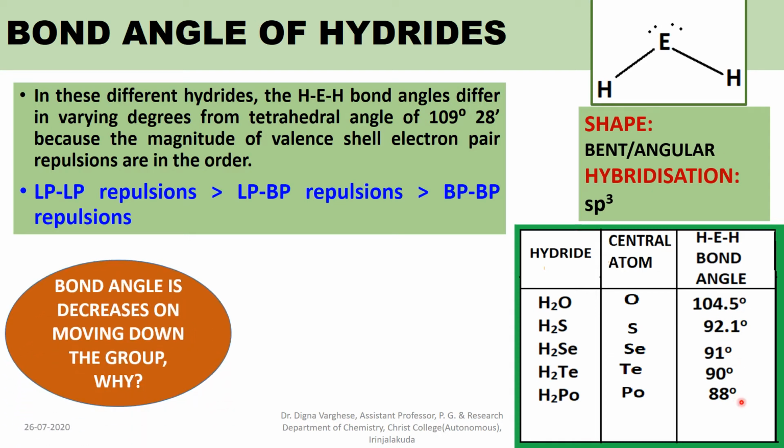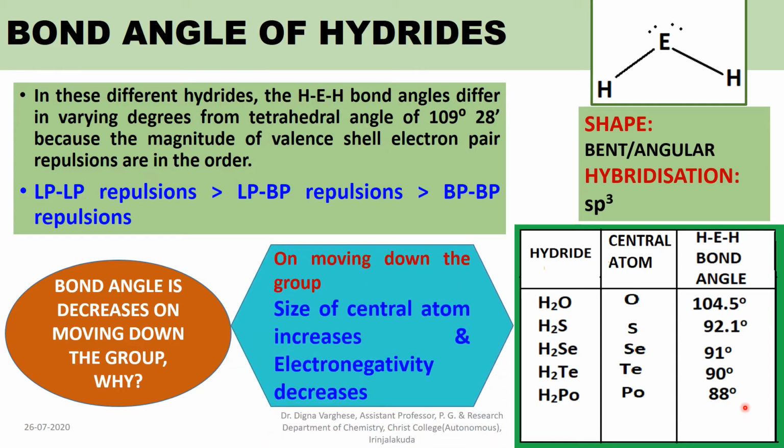Bond angle decreases on moving down the group, that is from water to hydrogen polonide the bond angle decreases, from 104.5 degree to 88 degree. Why? On moving down the group, the size of the central atom, that is oxygen, sulfur, selenium, tellurium, polonium, increases because in each shell, as the atomic number increases, the number of shells always increases, and therefore the size of the atom increases.